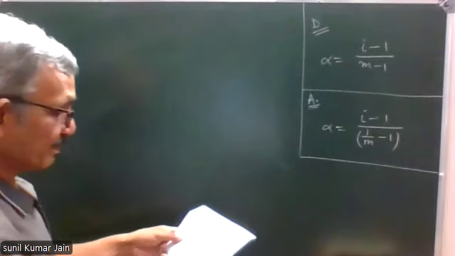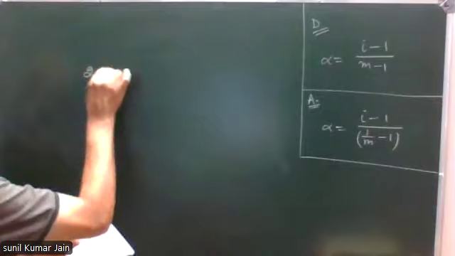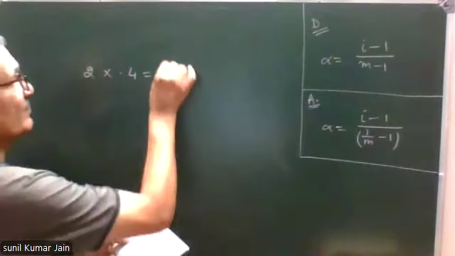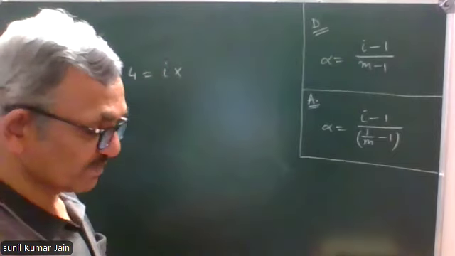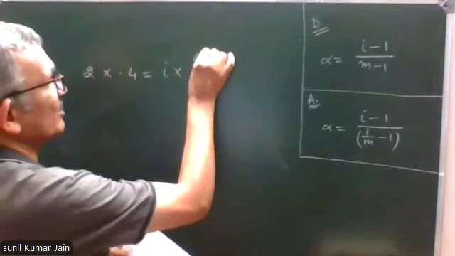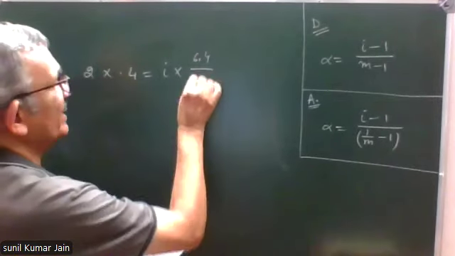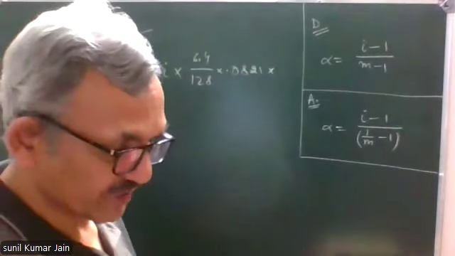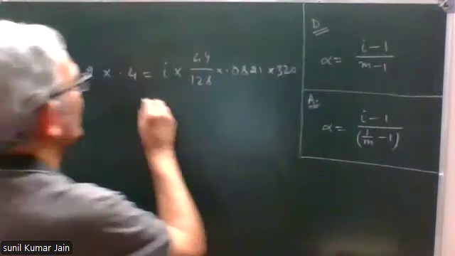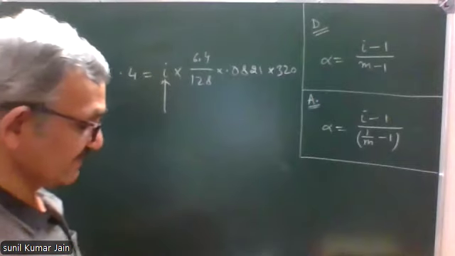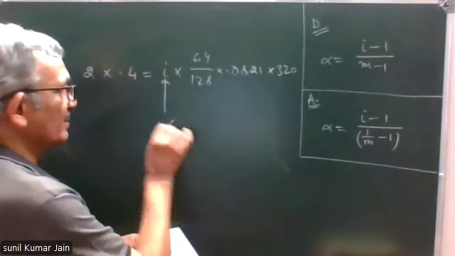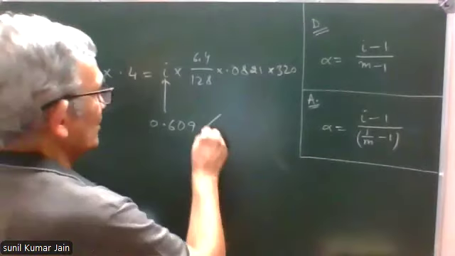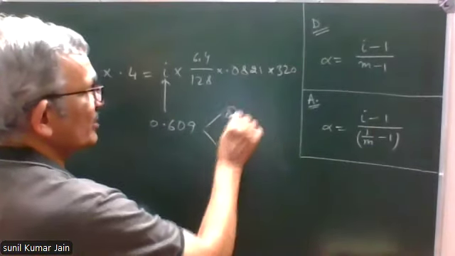Now say pi is 2 atmospheres, volume is 400 cc, which means 0.4 liter. We have to calculate the number of moles, which will be 6.4 grams divided by molecular weight, 128, into R into temperature. Temperature is 47, so 320 Kelvin. Calculate the value of I. This I will come out to 0.609. This will go in this equation for association.